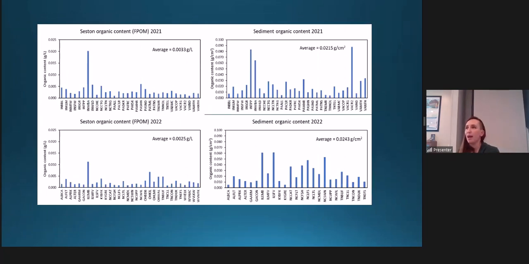We see that seston and sediment organic content, fine particulate organic matter, varies among sites for our 2021 sites, which is the top row, and 2022 sites, which are the bottom row.